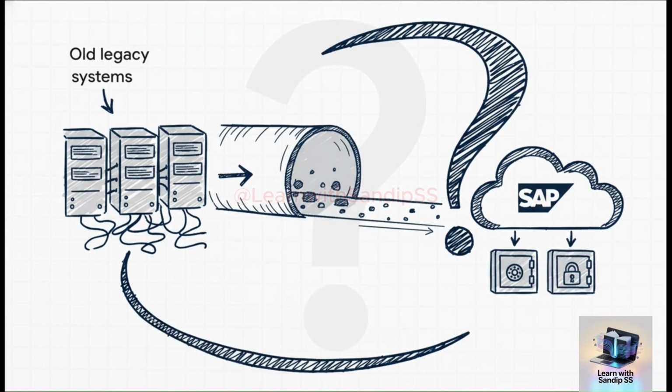So you're making the big move to SAP S4HANA Cloud Private Edition. That's awesome. But every single project runs smack into the same huge question. How in the world are we going to get all of our business data from the old systems into the new one safely and correctly?